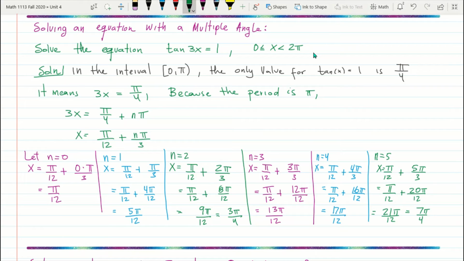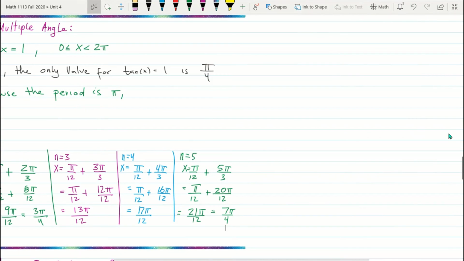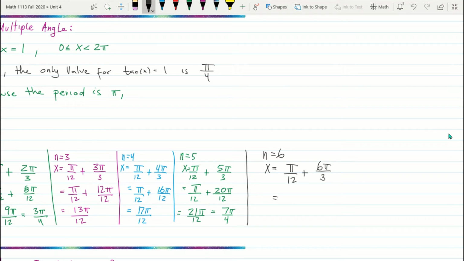Now, I'm going to move a little bit to the right and show you the last value. So we have n equals 6. So x is equal to pi over 12 plus 6 pi over 3. And this becomes pi over 12 plus 2 pi. So I don't have to go any farther to see that this last solution is going to be outside of the bounds, right? Because if I'm adding this value to 2 pi, it's going to put me outside of the interval that I was given for the initial solution.